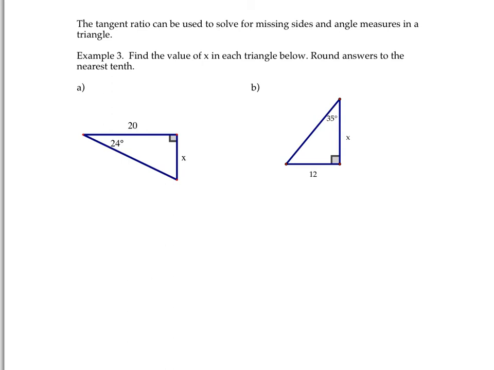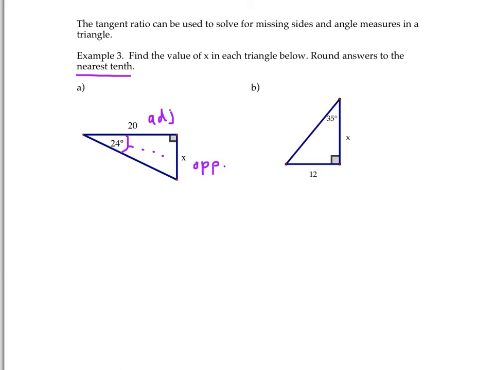Okay, next we're going to take a look at how the tangent ratio can be used to solve for missing sides and angle measures in triangles. In example 3, it says find the value of x in each triangle below, and we have to round our answers to the nearest tenth, so 1 decimal place. First, it's a good idea to identify your angle, and then label the sides as opposite, adjacent, or hypotenuse. So for 24 degrees, if you travel all the way across the triangle, x is the opposite side, 20 is the adjacent side, and this blank side is our hypotenuse, so I'm not even going to label it.